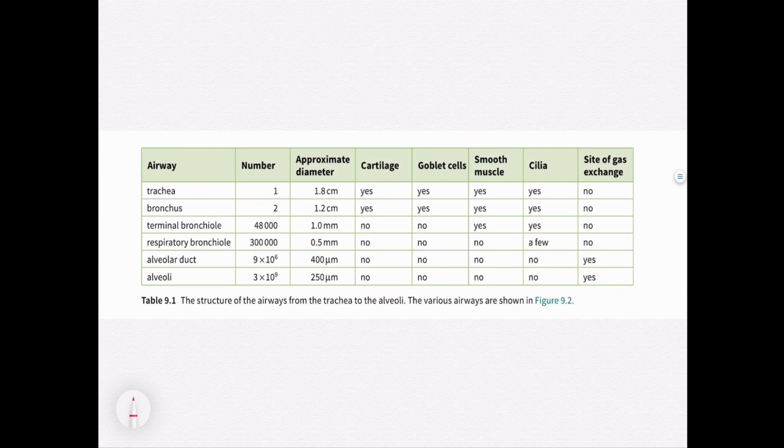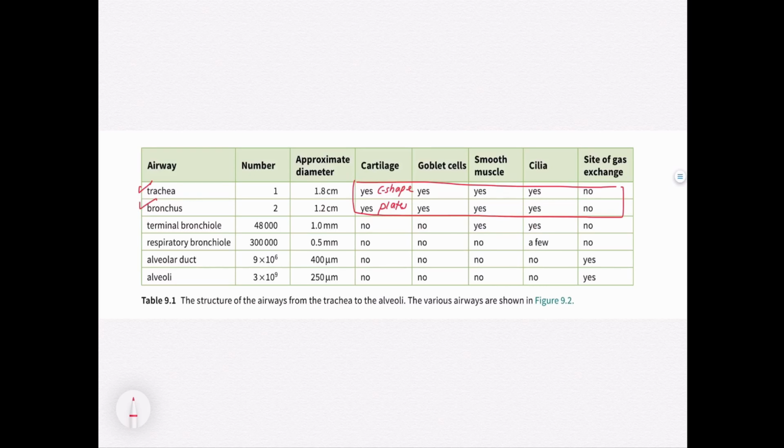So now we're going to have a table to summarize all the structures that are visible. So for trachea and bronchus, you realize that all the structures that are present are the same, except that the cartilage for trachea is actually C-shaped, while for bronchus it is actually plates.